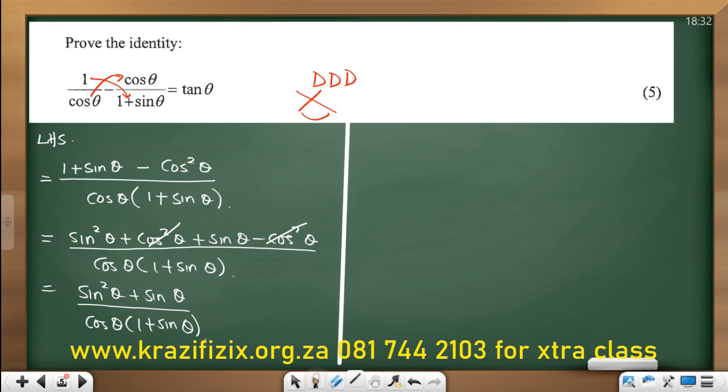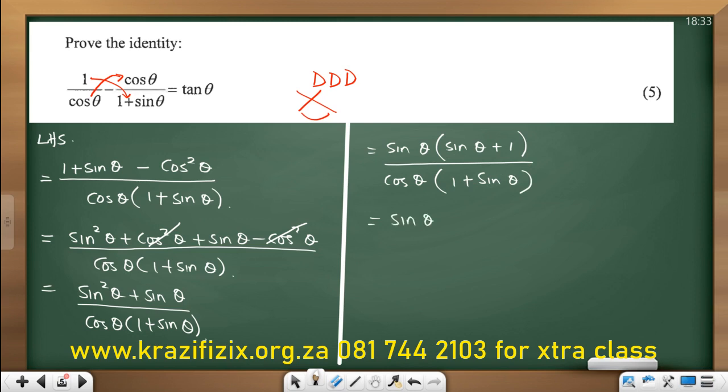Write it out neatly. Now, what's common at the top? Sine theta. What do I have in the bracket? Sine theta left here plus 1 over cos theta. I don't know if you notice that your brackets are the same. I'll leave it there so that we can then see. What do you have? Sine theta over cos theta. And that is equal to diagonal, diagonal, denominator.